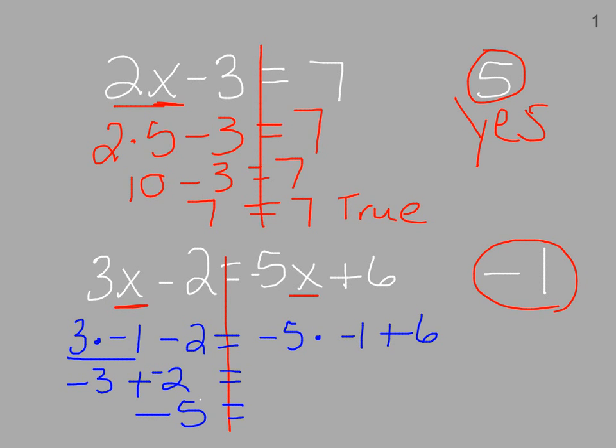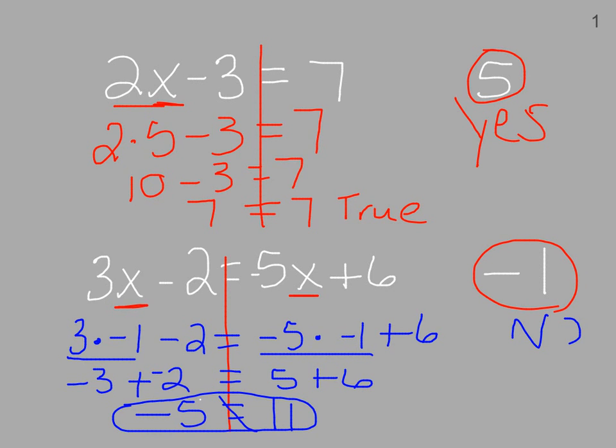Then we'll do the other side now. -5 times -1 is a positive 5, and so we get 5 plus 6, and 5 plus 6 is 11. And this statement at the bottom, -5 equals 11, is not true, so -1 is not a solution, so you're going to write no.